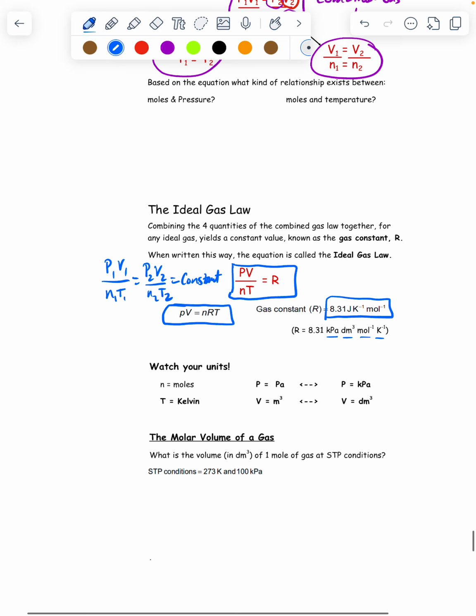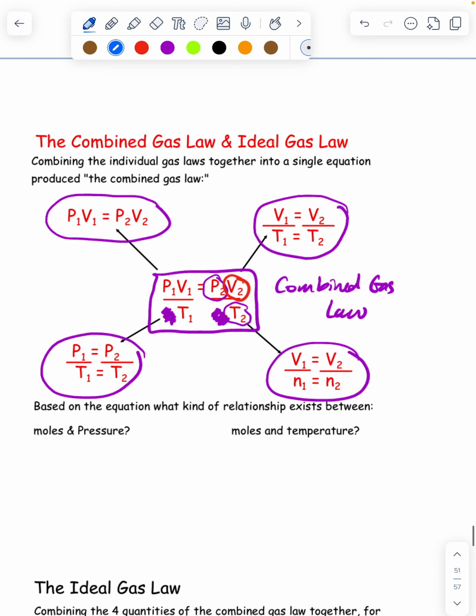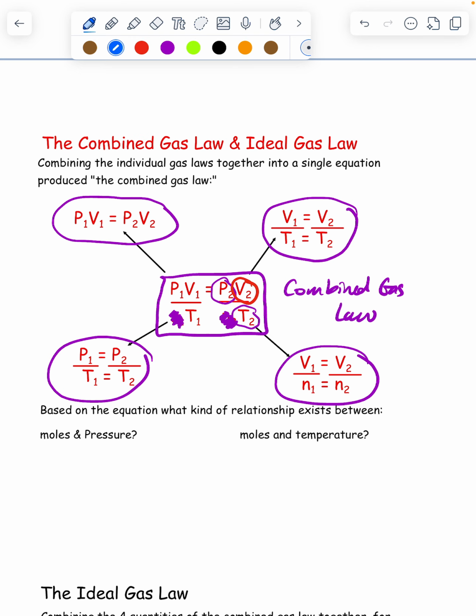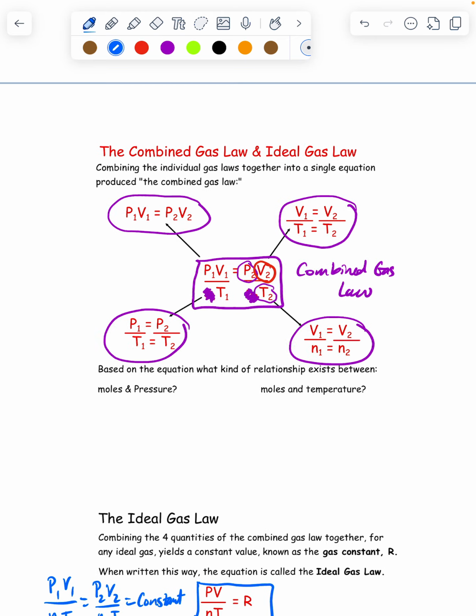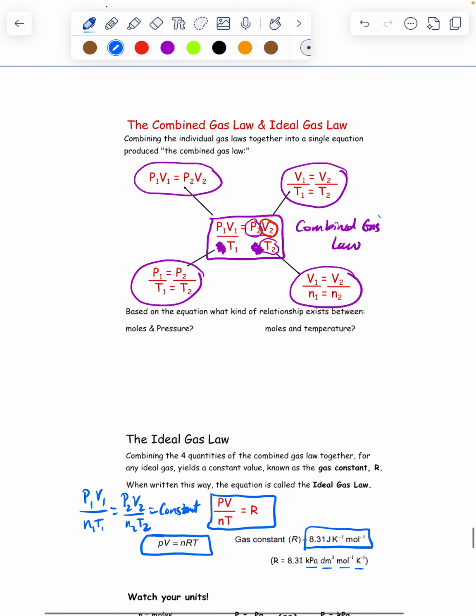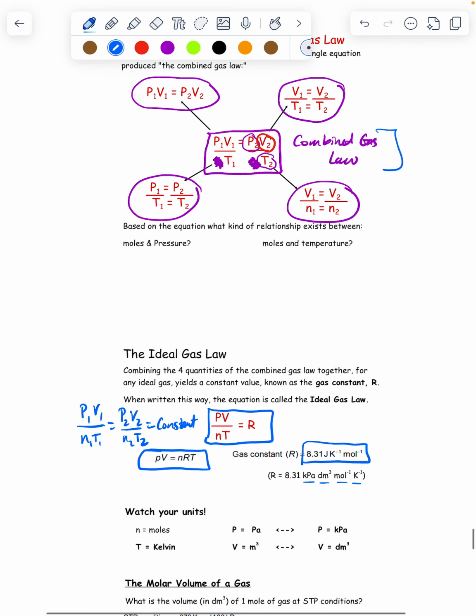So we have 4 gas laws, individual gas relationships about these different quantities. We have kelvins and kilopascals as our new units, and we can combine all the individual gas laws into the combined gas law and the ideal gas law, and that lets us solve problems, do calculations about ideal gases.